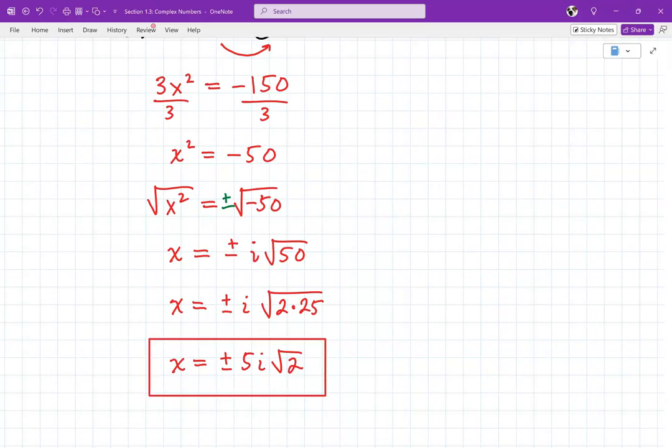And these are my 2 solutions. Notice I said 2 solutions, plus or minus, right? One of them is positive 5i radical 2. The other one is negative 5i radical 2.